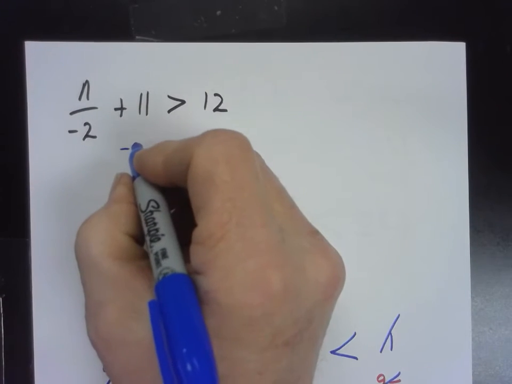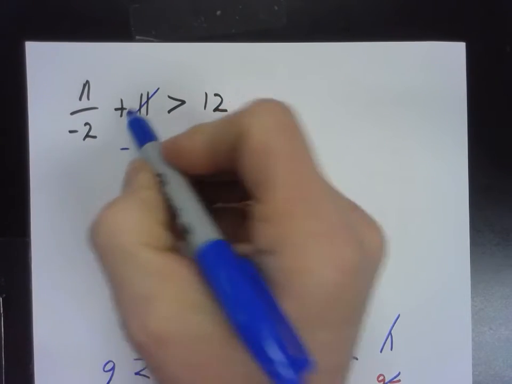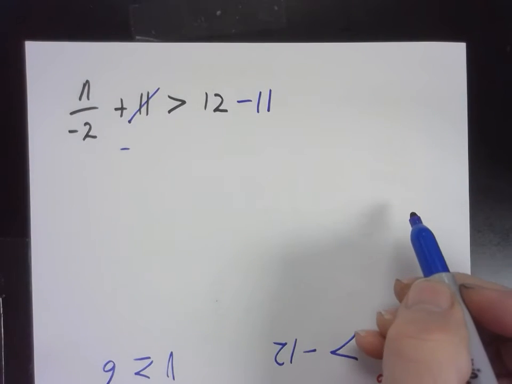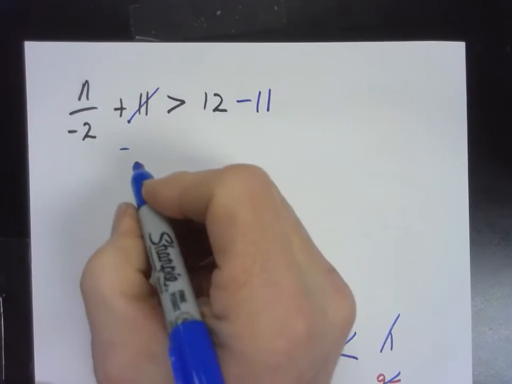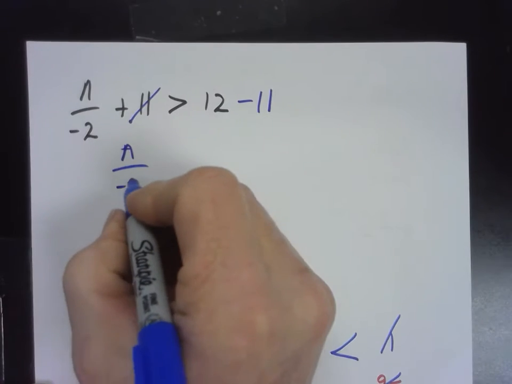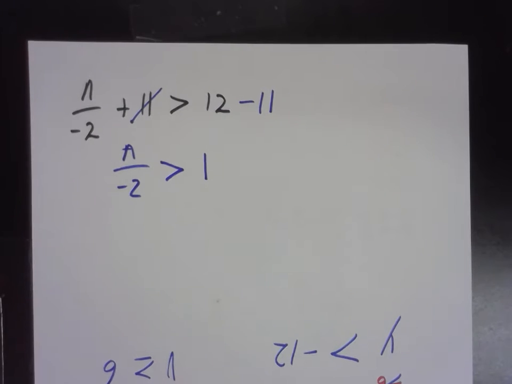Okay, subtract. Now I'm going to show my work a little different here. I'm going to subtract 11 from this side. I'm going to subtract 11 from that side. I showed my work. It's all good, right? Okay. So we have n divided by negative 2 is greater than 1. Now what do I have to do?